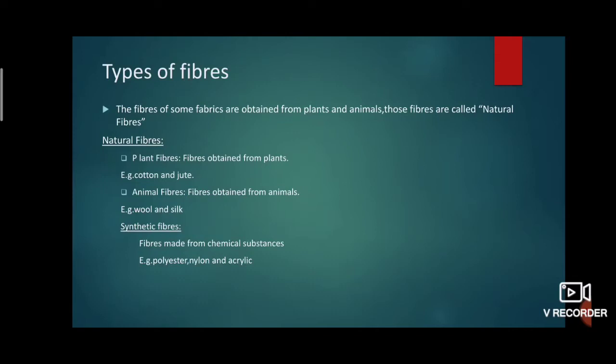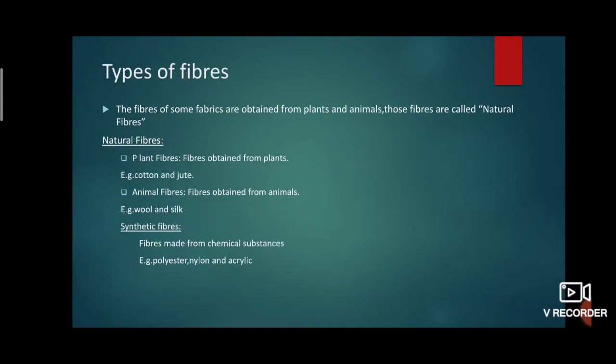Wool is obtained from sheep and silk is obtained from silkworm. Then the second type is synthetic fiber. The fiber made from chemical substances is called synthetic fiber. Examples are polyester, nylon and acrylic. Rayon is also an example of synthetic fiber. There are two types of fiber. The first one is natural fiber. The second one is synthetic fiber.